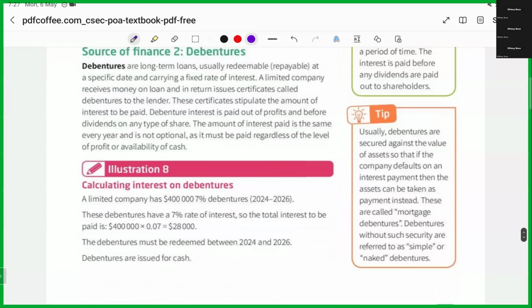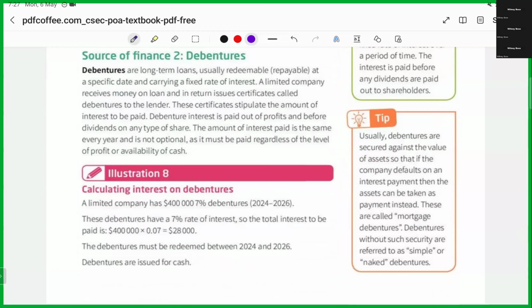Now, let's look at the debentures. A limited company has 400,000 7% debentures, and it's for 2 years, as we can see, or 3 years, depending on when they actually got in 2024. So let's say 2 years. These debentures have a 7% rate of interest, so the total interest to be paid would be the 400,000, that's the face value of the debenture, times the 7% interest rate, which is 28,000. And it must be redeemed, meaning that it must be paid up. They must repay it between 2024 and 2026.